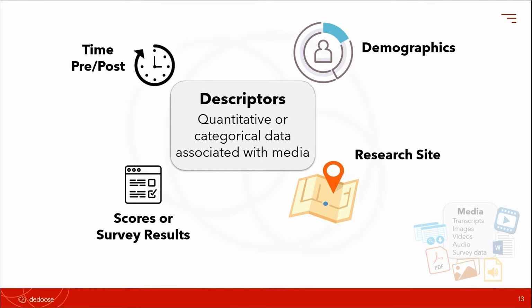Next, we have descriptors. So this refers to any quantitative or categorical data associated with those media that you upload. So for example, if you have an interview that you upload and you want to attach demographic information, those would be classified as descriptors. If you have any quantitative data, such as survey results or scores, those would be descriptors. Perhaps you're interested in research sites or even tracking change over time. So if you have pre or post, or just tracking different time points in your study, descriptors are great to use.